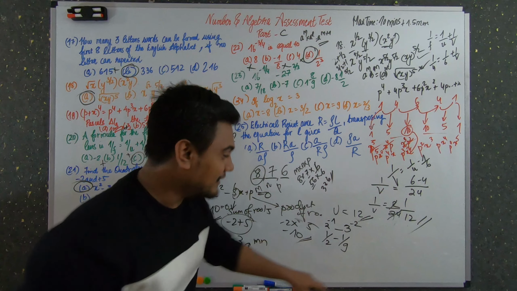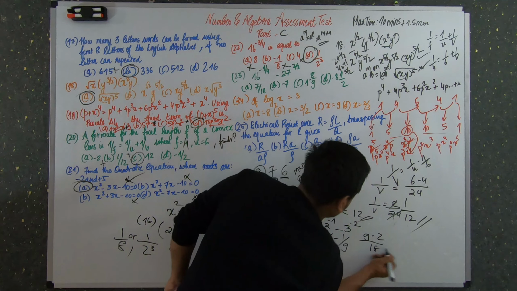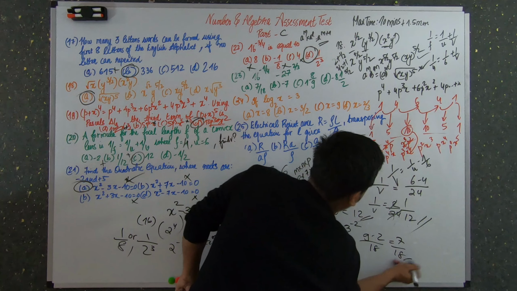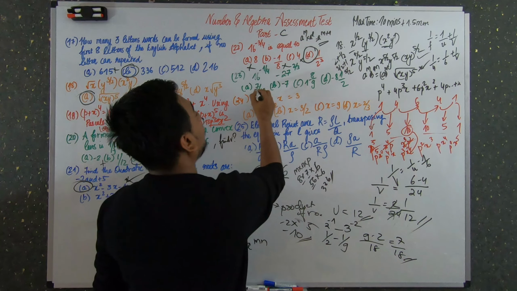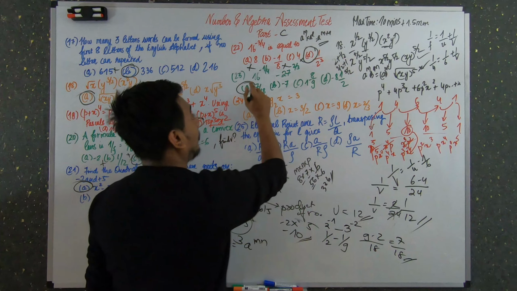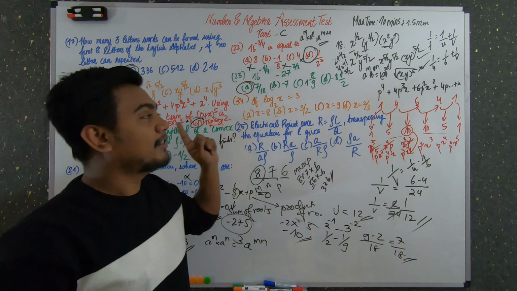Okay, so this is the problem. Again, 9 minus 2 by 18. That is what? 7 by 18 is the answer. Okay, this is a proper fraction. So the option A is already given. So option A is the correct answer for the problem number 23.